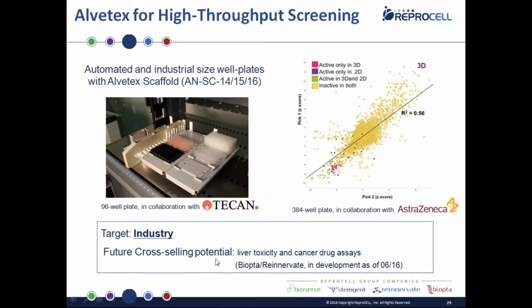So, cross-selling potential: we are in the process of developing a liver toxicity and cancer drug assay. This is between Biopta and Reinnervate. So this is in development, but this will be offered by Biopta as a service. So this would be for customers who might not be very sure, or who don't want to do it themselves, well, Biopta will be in a position to do it for them at a price. So that is something that we can offer and that we can cross-sell as well.